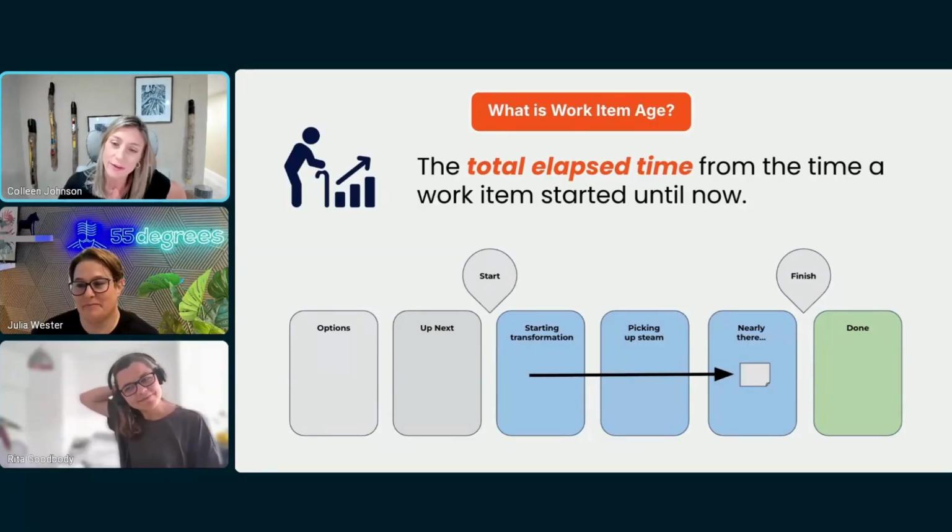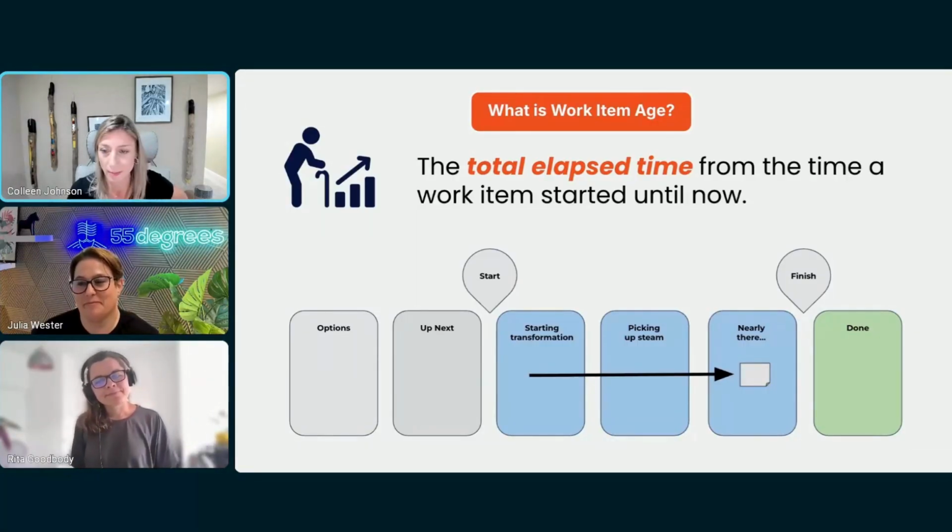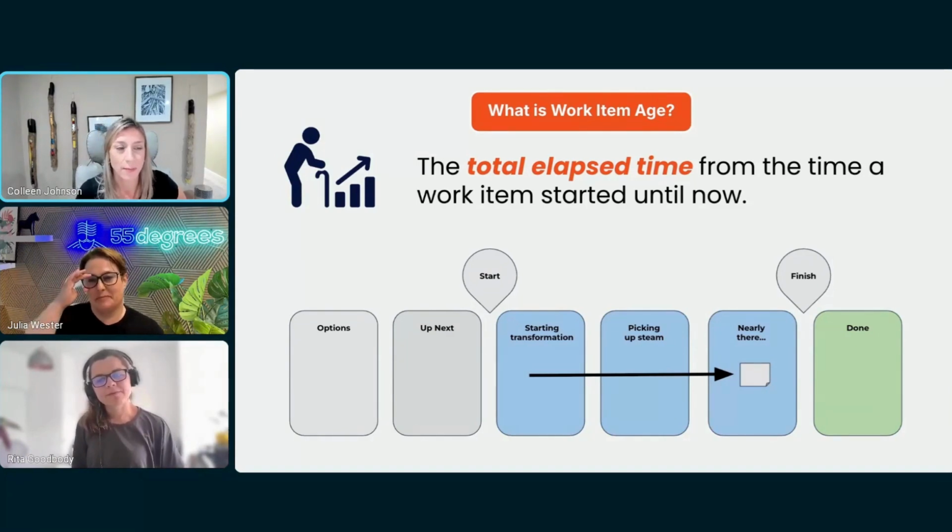The fourth and final flow metric is this concept of work item age, which is really just from when we started the work, the total elapsed time until right now. So that means this work item is not finished. It's still considered part of our total work in progress. And how long have we been working on it?